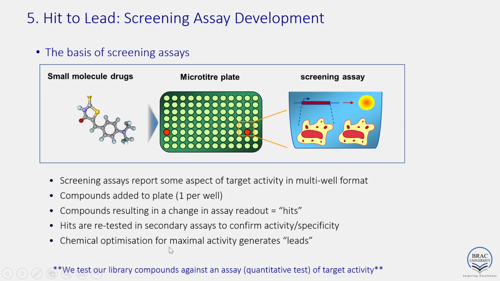Then hits are retested in secondary assays for further confirmation of activity or selectivity. Then we optimize those hits. Their chemical properties are optimized for maximal activity, which ultimately generates lead compounds. So moving to the next slide.